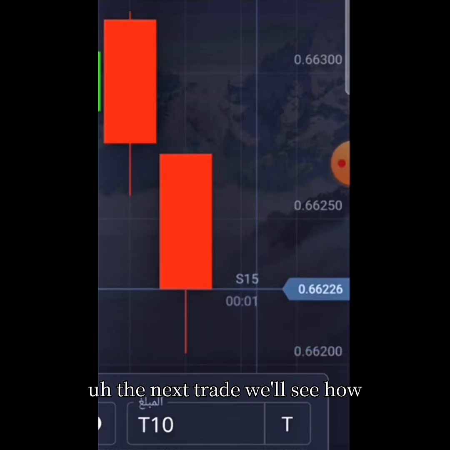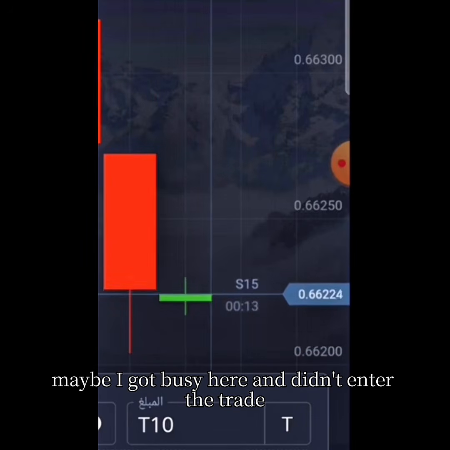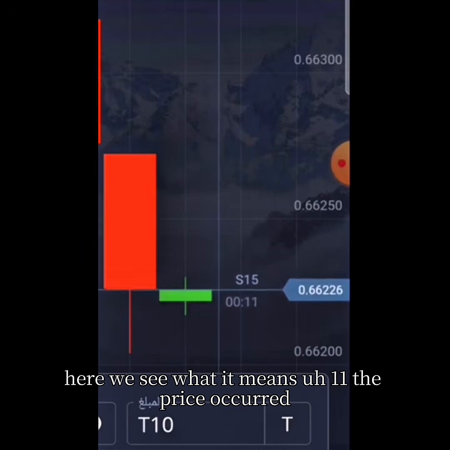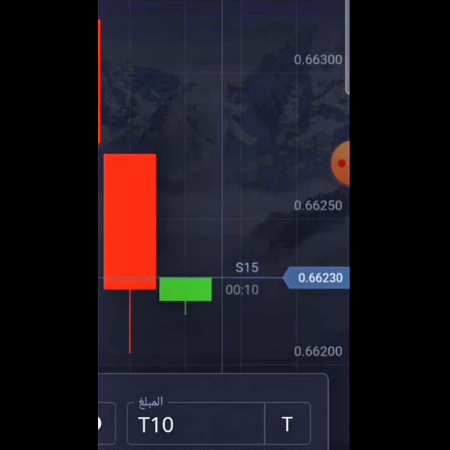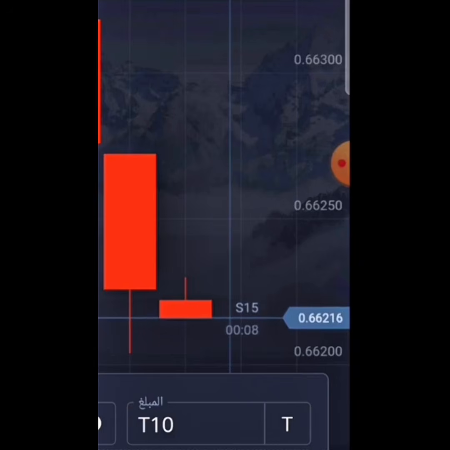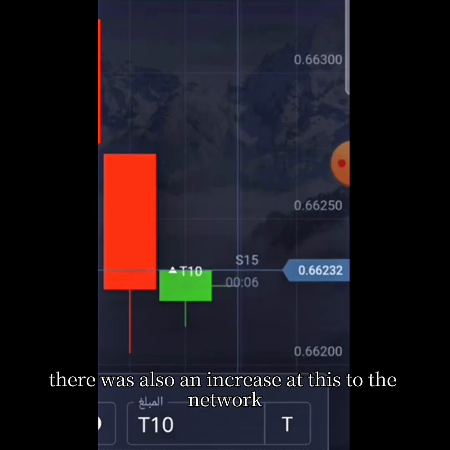The next trade, we'll see how. Maybe I got busy here and didn't enter the trade. Here we see what it means. At 11, the rise occurred at the 7th second. There was also an increase here.